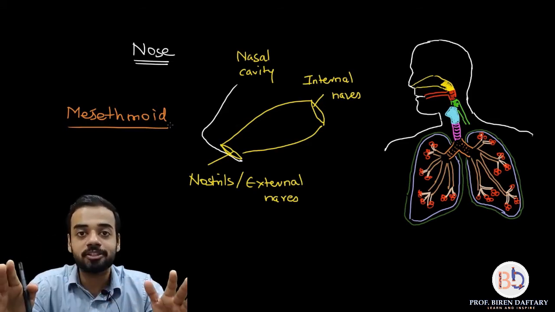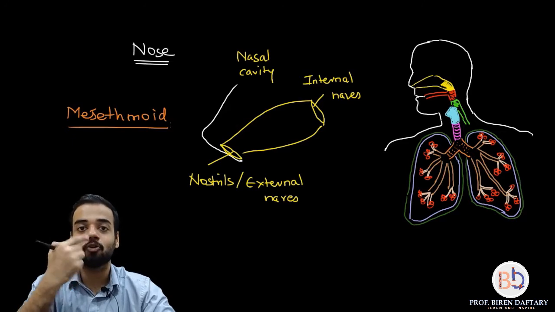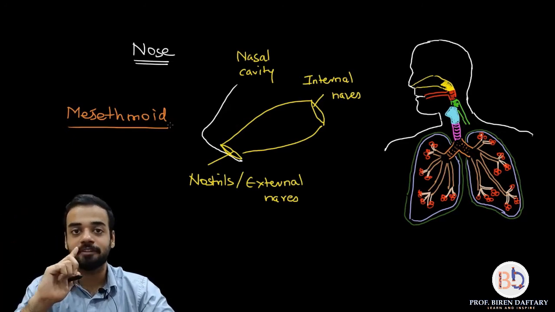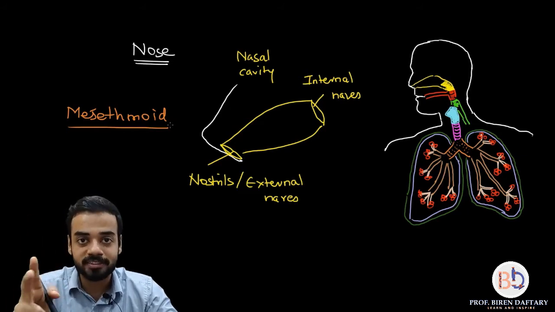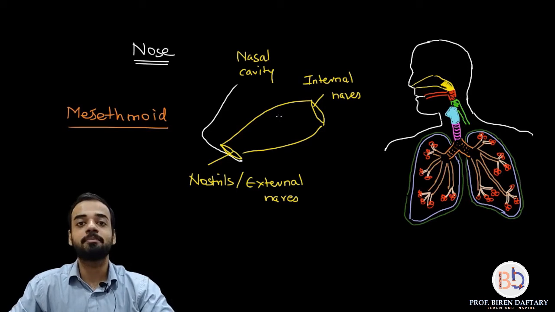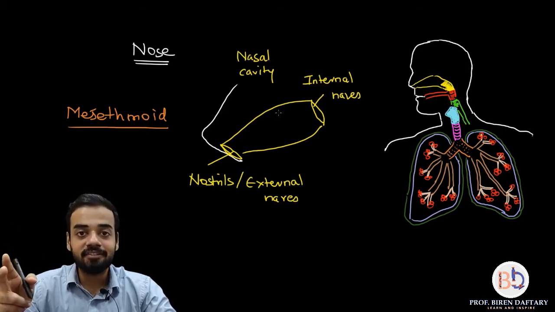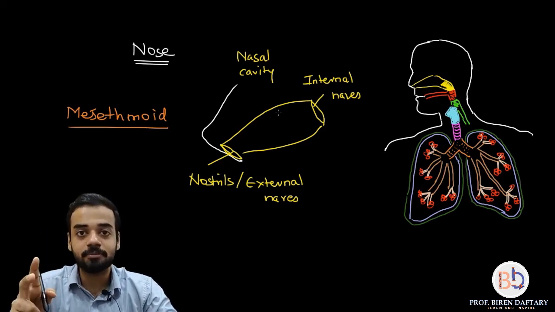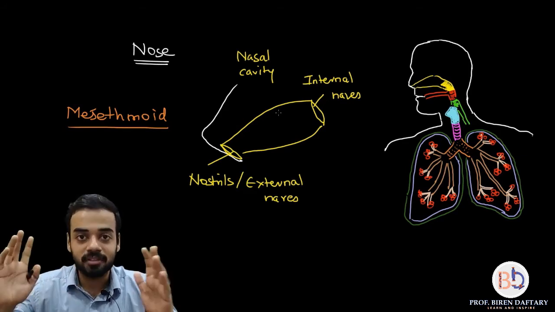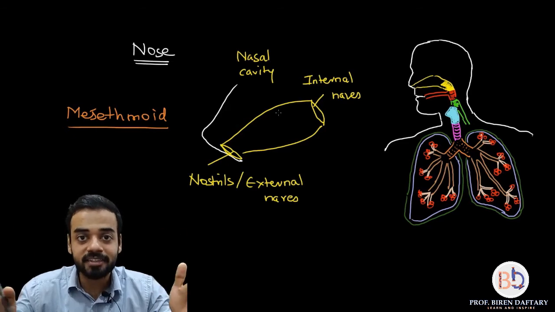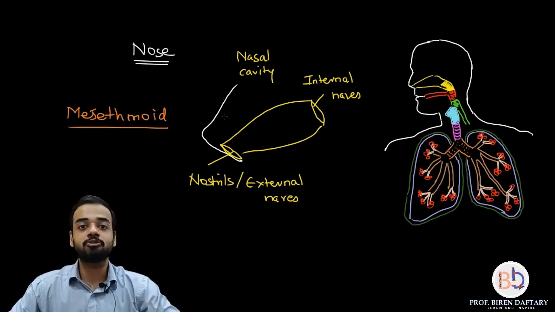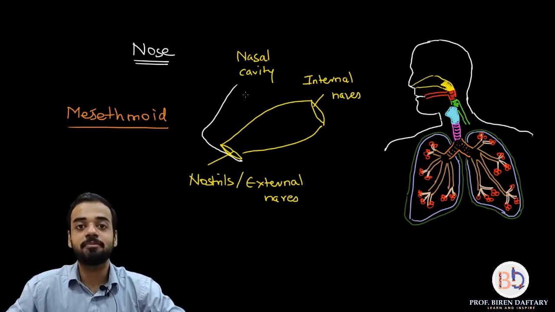If there was no mesethmoid, then you would be having one opening. Is this clear? So this part which divides the cavity into two parts is called mesethmoid, and those parts are now called nasal chambers. So the nasal cavity is divided into two nasal chambers, the left nasal chamber and the right nasal chamber. Is this clear? Who is dividing them? The cartilage called mesethmoid. Now we have to study what the nasal chamber is made up of.